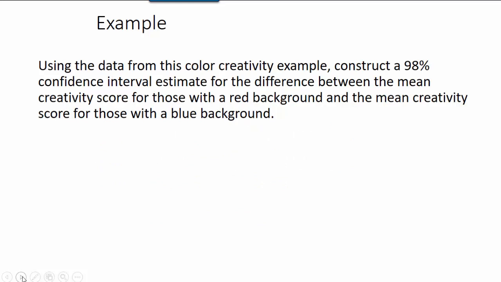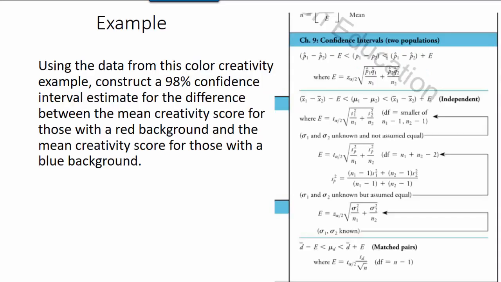Okay, now let's take this same information and construct a 98% confidence interval estimate for the difference between the mean creativity score for those with a red background and the mean creativity score for those with a blue background. So again, we're looking at a difference in the means. So you're going to look on your formula sheet and you're going to look for Chapter 9 confidence intervals, two populations. Look down where sigma 1 and sigma 2 are unknown and not assumed to be equal. And we see that we have formulas for the error and for the confidence interval there.